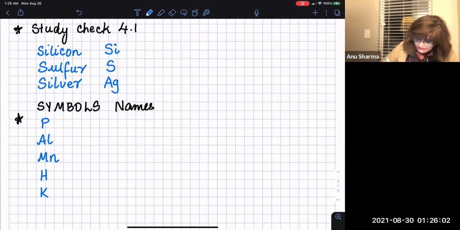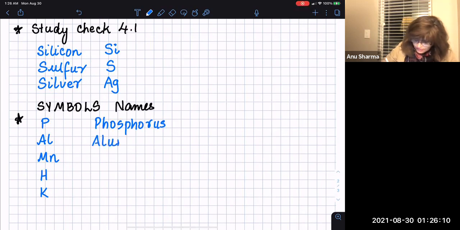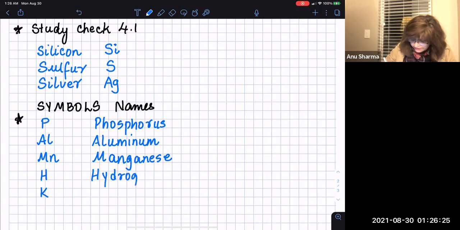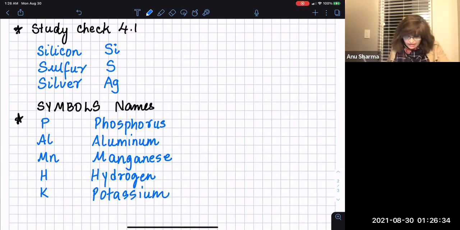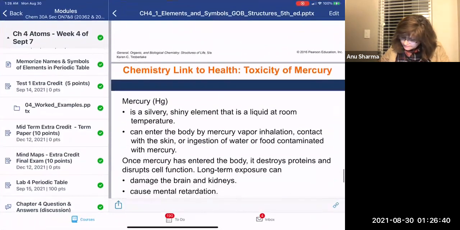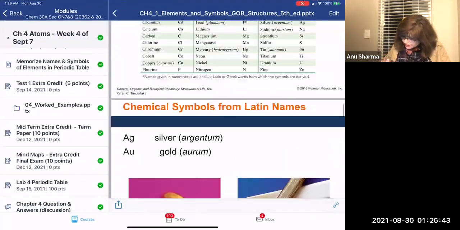So here is the name. This one is phosphorus. This one is aluminum. MN is manganese. Hydrogen. And K stands for potassium. Kalium, it's actually the Latin name, kalium. All right, this was actually the worked example.